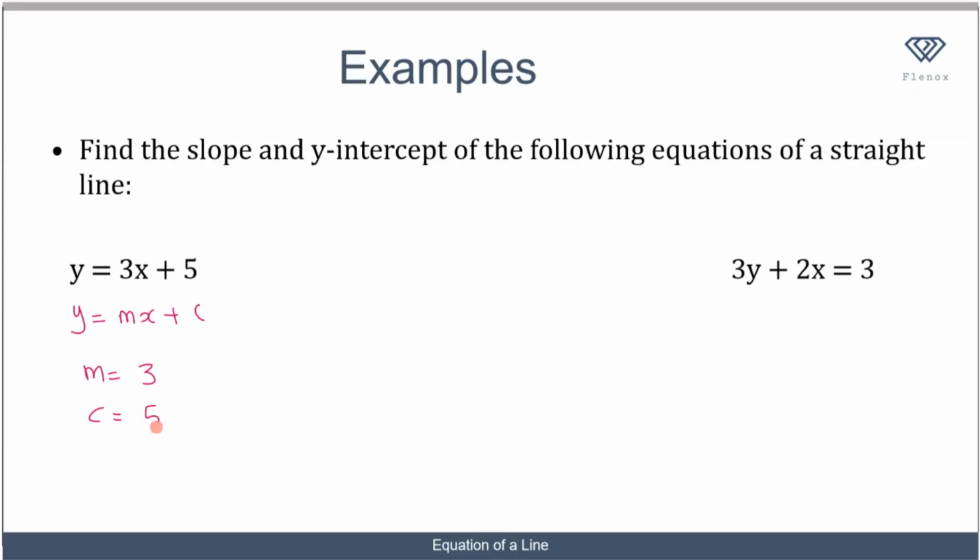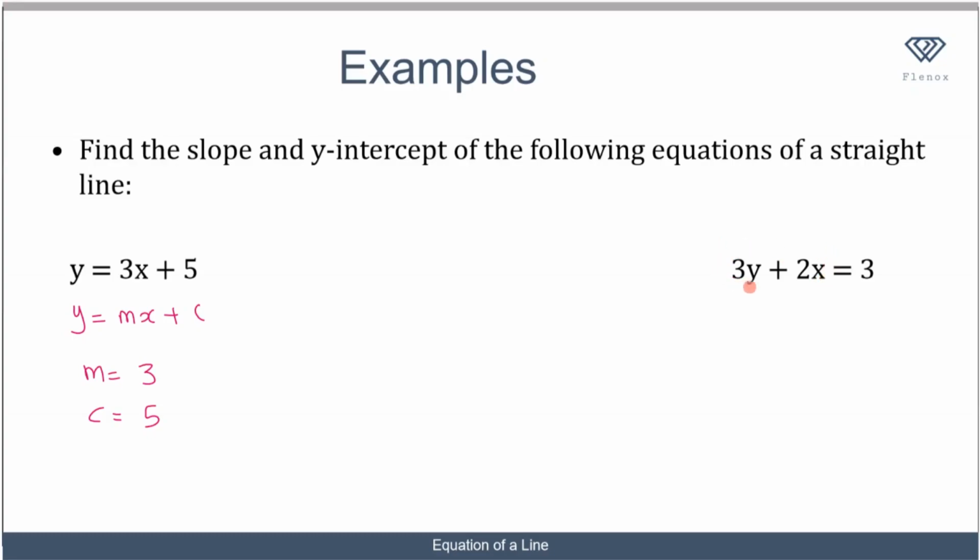So the first thing we want to do is make sure that the equation is in the general form. Then we compare it to the general form, which is y equals mx plus c, and try to read out the value of m and c, where m is the slope and c is the intercept.